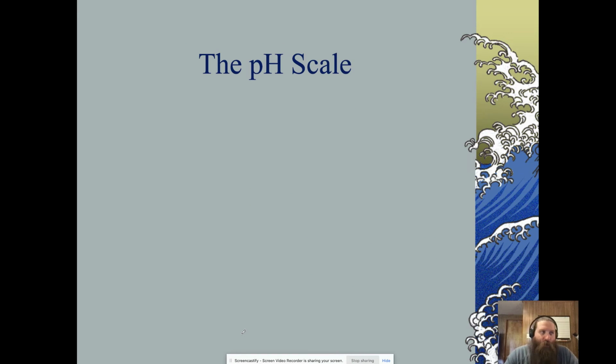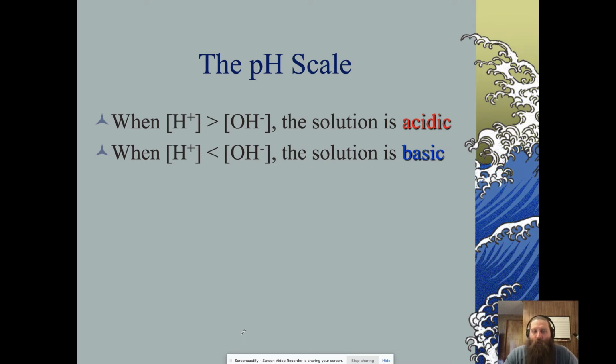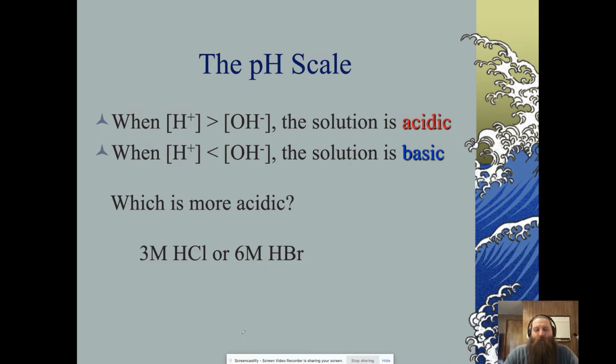Let's look at the pH scale. The pH scale compares the concentration of hydrogen to the concentration of hydroxide. When the concentration of hydrogen ions is greater than the concentration of hydroxide, we say the solution is acidic. If it's the other way around, we say the solution is basic. So let's look at these. Which is more acidic? 3 molar hydrochloric acid or 3 molar hydrobromic acid? Well, in order to look at this, we would have to do some math. And so let's look at another one.